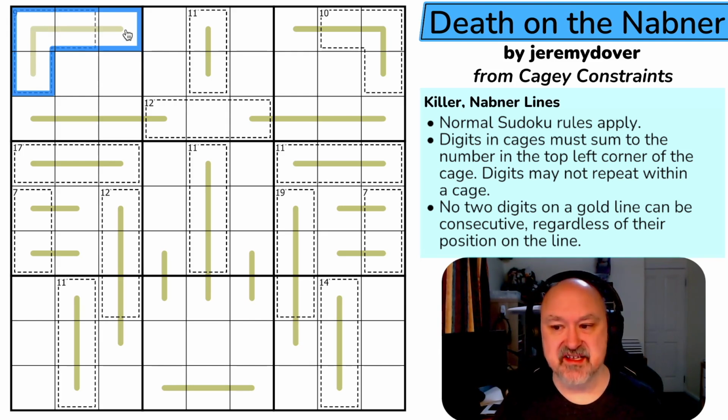They're basically anti-Renban, because Nabner is Renban backwards. Some people call them anti-Renban. I think it was Zeta who termed Nabner. I'm not sure. But that's how this puzzle works.